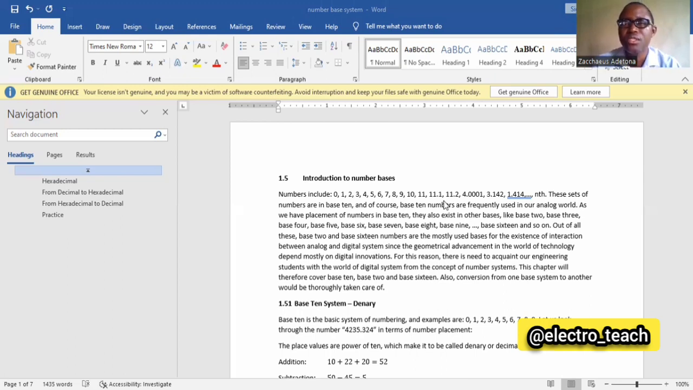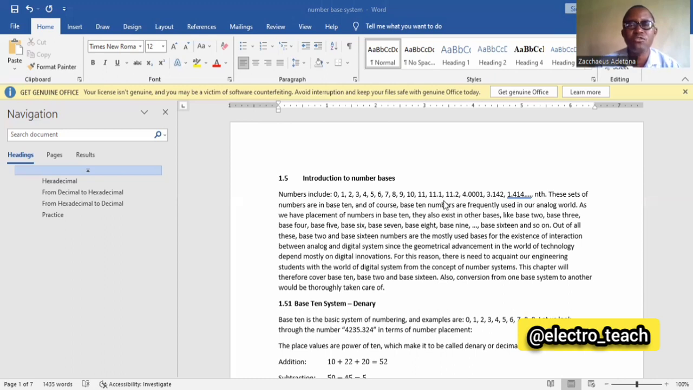We need to acquaint ourselves with base systems in engineering because it's very important, especially when dealing with digital systems. We usually have to work with bases other than base 10. More often than not, base 2 and base 16 are used much more than other bases.